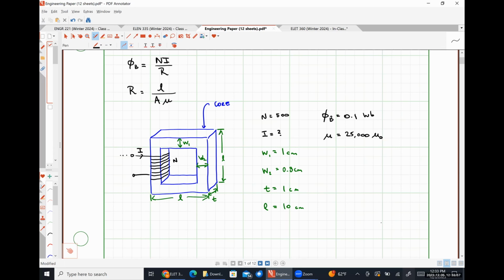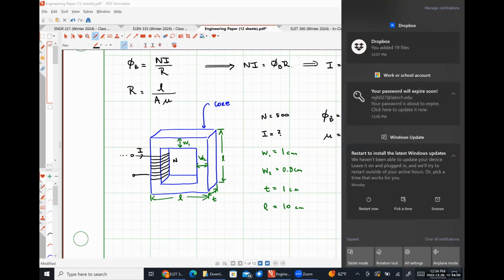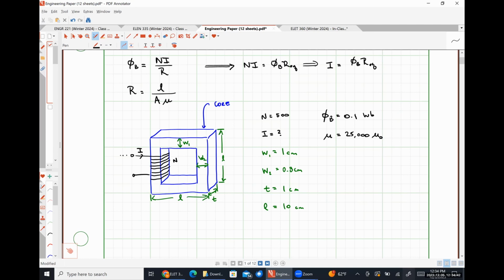All right. So if we look at this relationship up here, we can rearrange things slightly to find that our MMF, N I, is going to be equal to phi b times R. And then we can take this one step further and see that I is then phi b times our reluctance R, let's call this R EQ, divided by our total number of turns. Right, everybody okay with this amount of algebra?